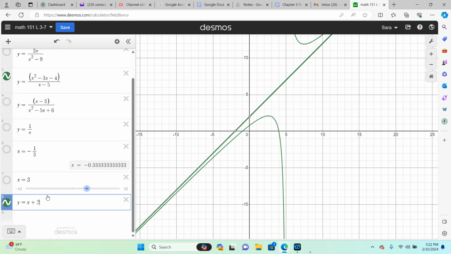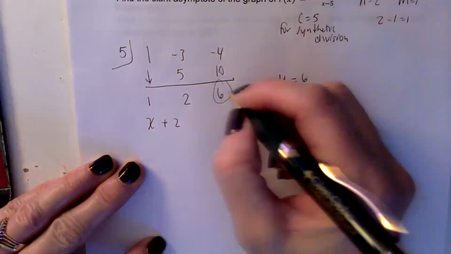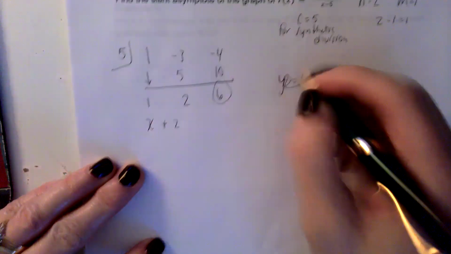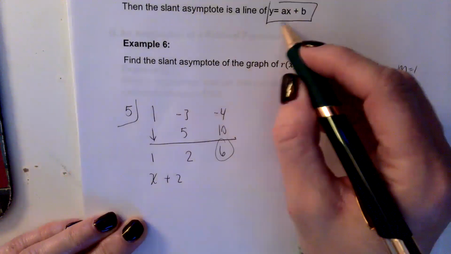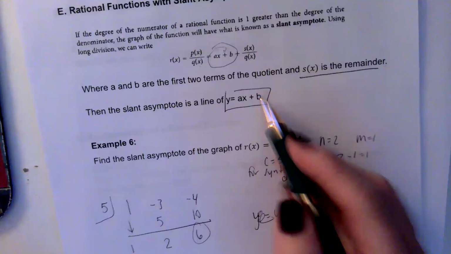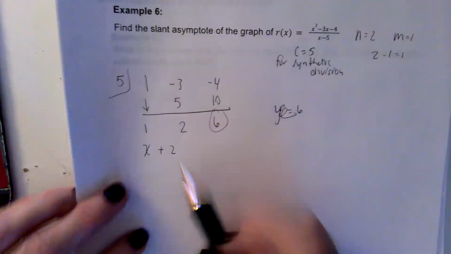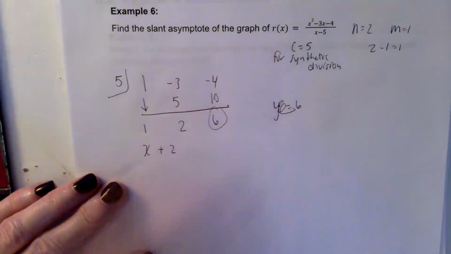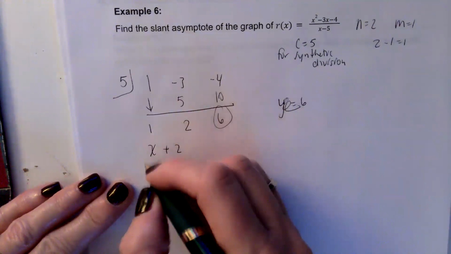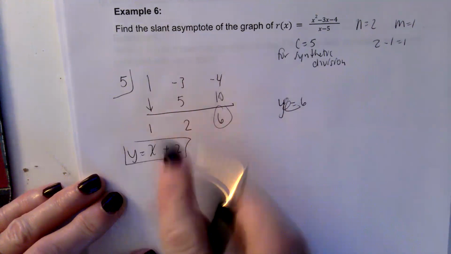Oh, it's actually the x plus 2. 6 is the remainder, but it's a linear equation, what's left over when you divide. The x plus 2, pardon me. Let me go back there. The remainder is what's left over, that is true. But the asymptote is at y equals ax plus b, the part that divides out. That's what we had here, the x plus 2 that was left. So there is my slant asymptote at y equals x plus 2.